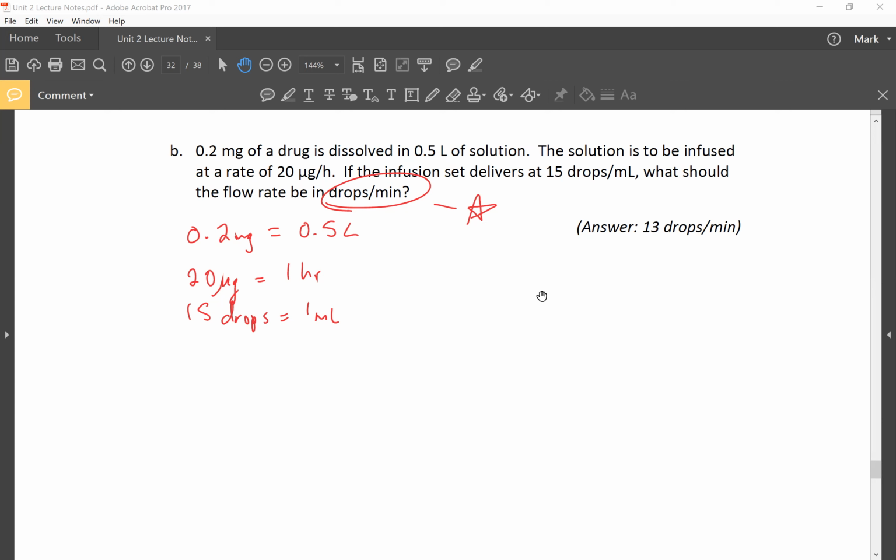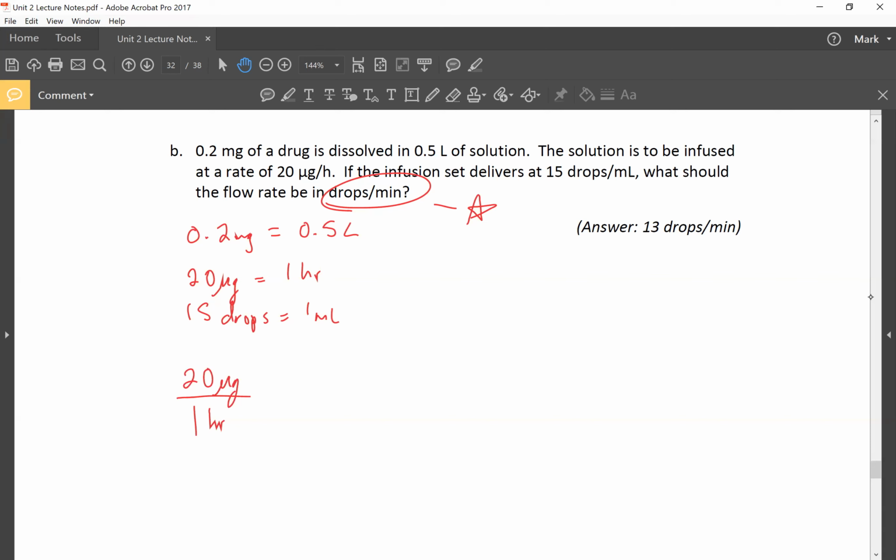Okay, so this patient here, they need 20 micrograms per 1 hour. Now remember, I'm changing to drops per minute. So I'm looking for drops per minute. You could change this to minutes. You could say 1 hour is 60 minutes and you'd get micrograms per minute. That's easy. I usually do the minute thing at the very end, just because the first part is the most important.